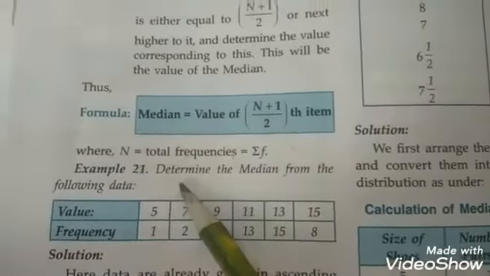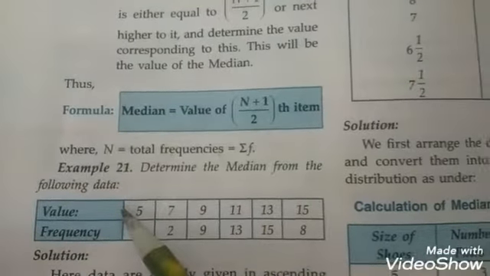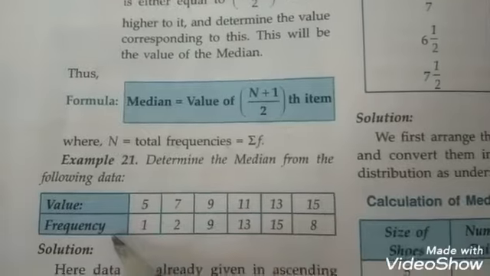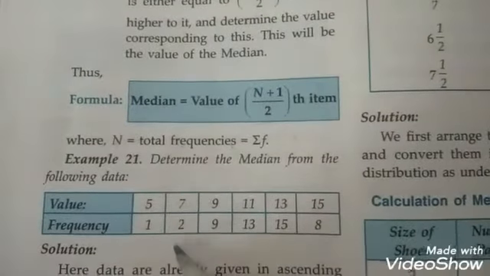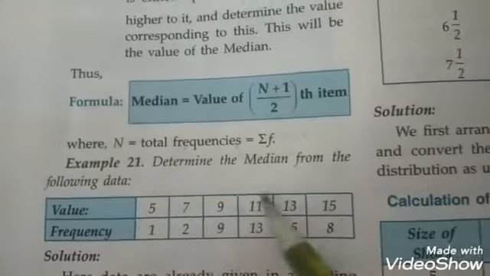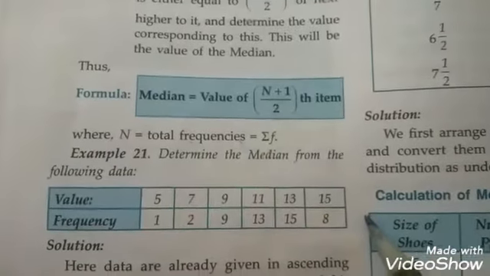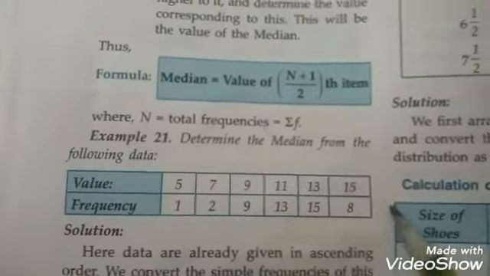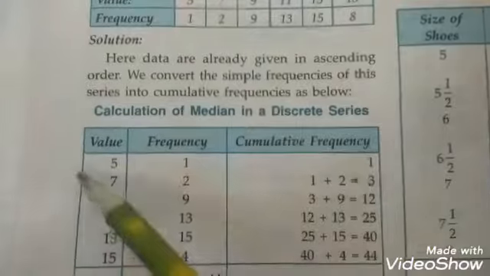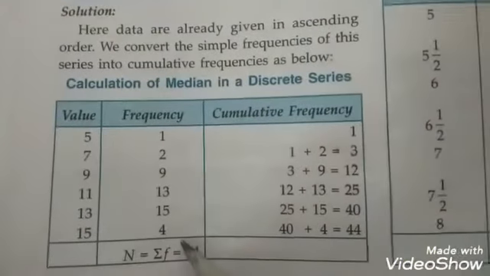Determine the median from the following data. Value is given, frequency is given. So values are given, we can see over here, and the frequency is given, and the values are already arranged in ascending order. So if it is already arranged in ascending order, we don't need to change the order then. So we take it as it is. So values and frequencies written in front of it.